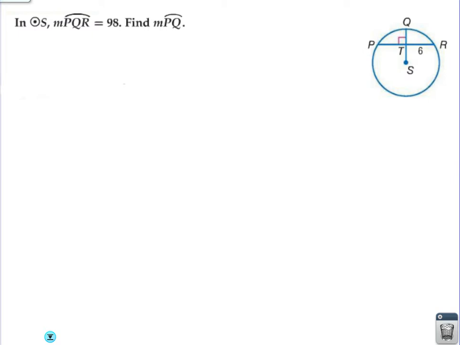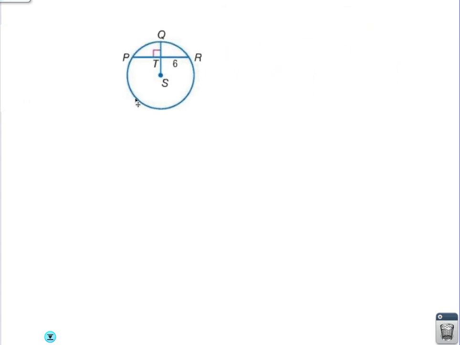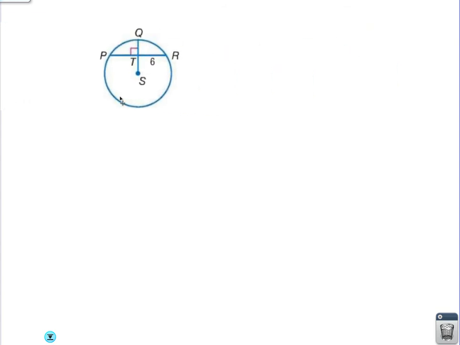So look at this. And on these problems, let's say we're finding P, let's see, measure of PQR is 98. And find PQ. PQR is 98. So here, around to here, is 98 degrees.